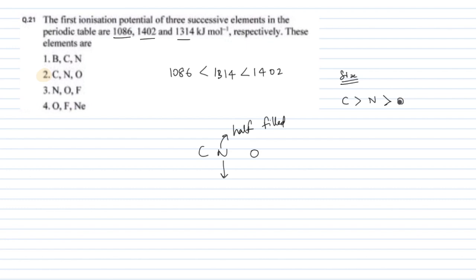So oxygen is the smallest in size. So if I have to compare the ionization enthalpy among carbon and oxygen, oxygen will have higher ionization energy than carbon. That is because of the size factor.